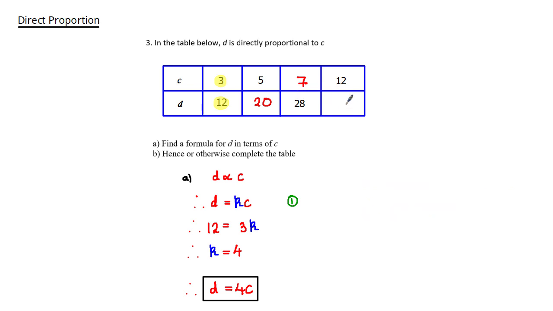And finally, to work out the value of D when C is equal to 12, we need to simply sub C equal to 12 into this formula. Therefore, D is equal to 4 times 12, which is equal to 48.